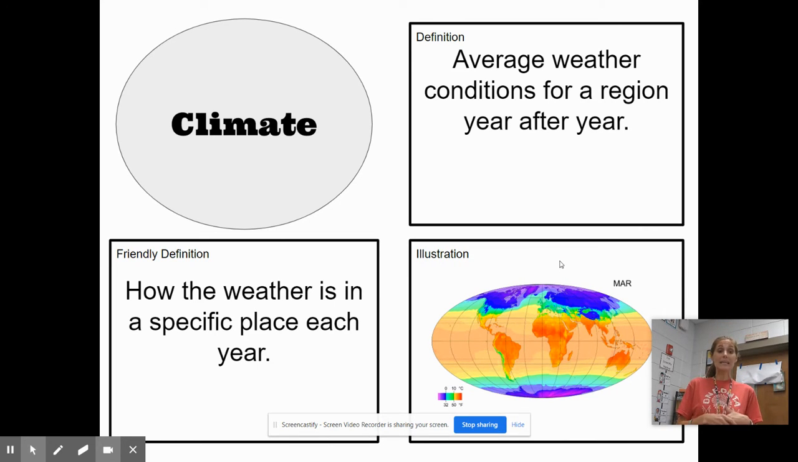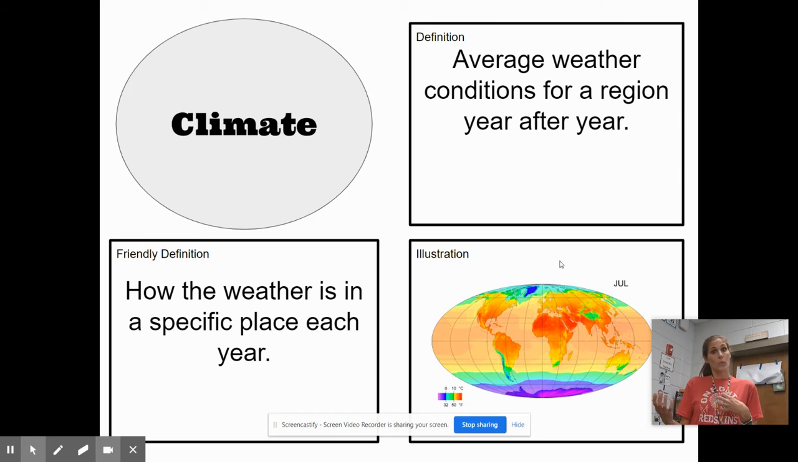So that's the weather outside right now. Climate is the average weather conditions for a region year after year. So how it is typically in Alabama every November. Usually November is chilly. It's usually not super cold, usually not snowy, but usually chilly. It's getting colder. We may have some warmer days and some cooler days. It's kind of a mix, okay?